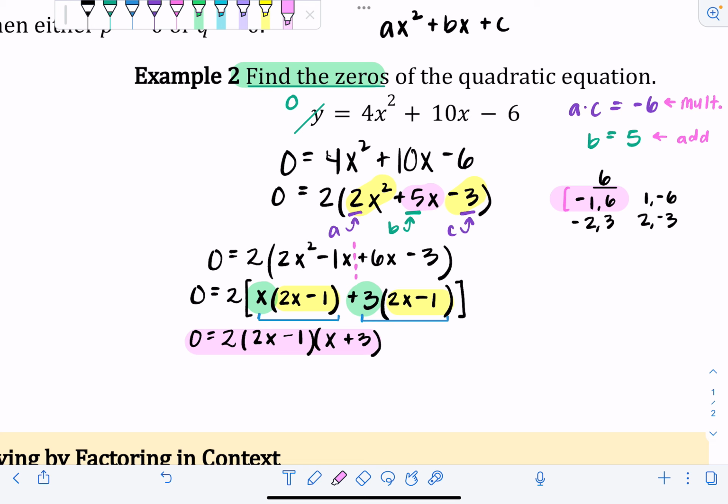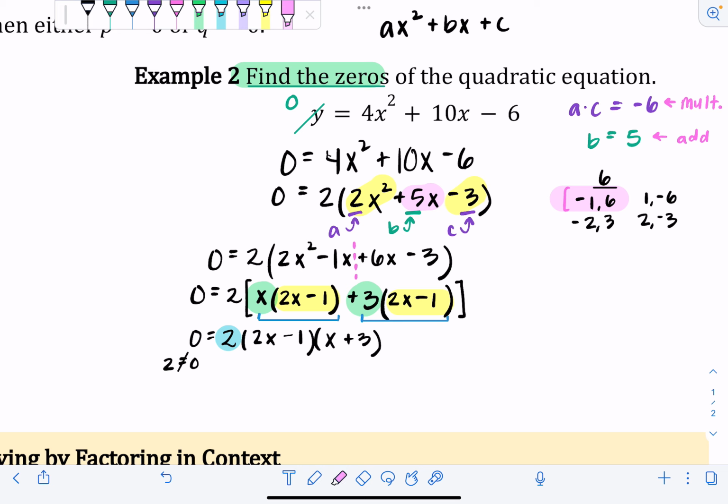So now I can set the factors equal to 0 to solve for x, because that's my ultimate goal with this problem. So one factor is the 2, but I don't have to set it equal to 0 if it doesn't involve an x, because it's not going to give me a solution like what x would equal. So you can write 2 equals 0 and then just cross it off because it's not true.